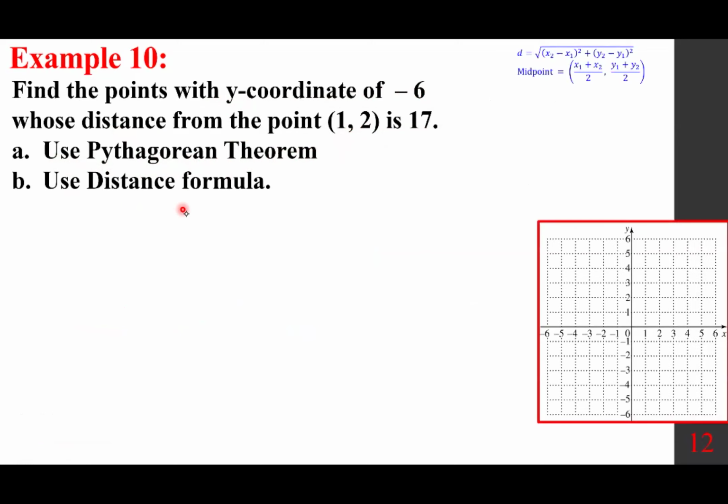So here's a rectangular coordinate system. Here's the pair 1, 2 located somewhere here. Okay, 1 to the right, 2 up. We want to find the point with the y coordinate of minus 6. So this is 1, 2, 3, 4, 5, 6 below. So somewhere here, that's the idea. So here's the line y equals minus 6.